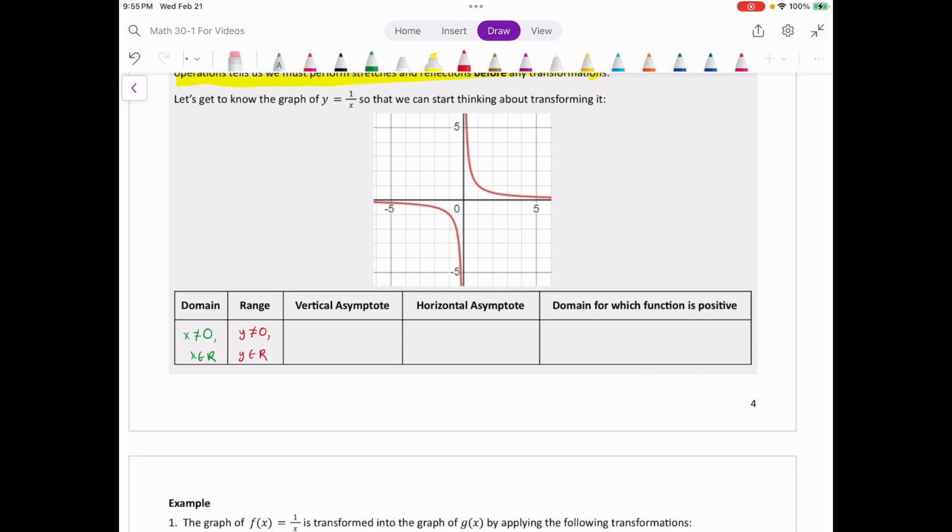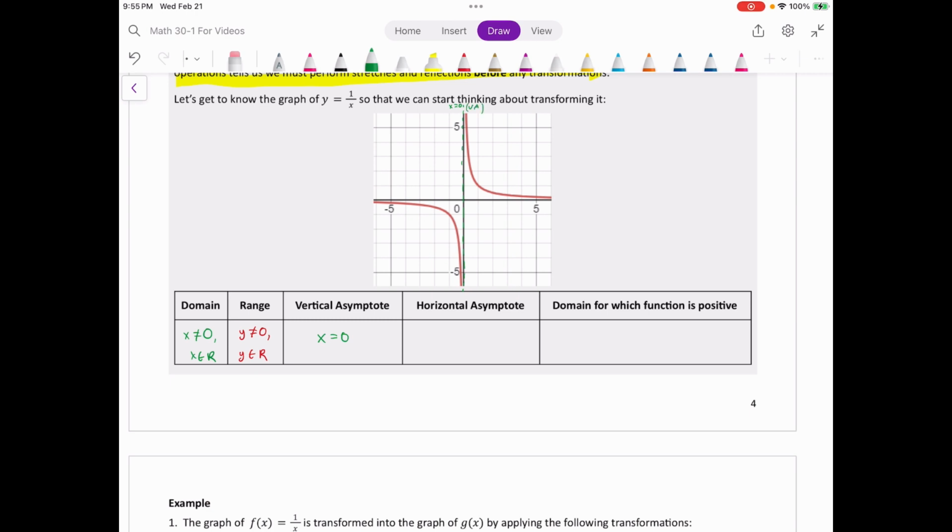Vertical asymptote, we have that vertical asymptote that's closely related to our domain, right? The vertical asymptote is at x equals 0. It's right here. Drawing it in, that's not showing up very well, but there it is. You can kind of see it. X equals 0, vertical asymptote. Okay, VA.